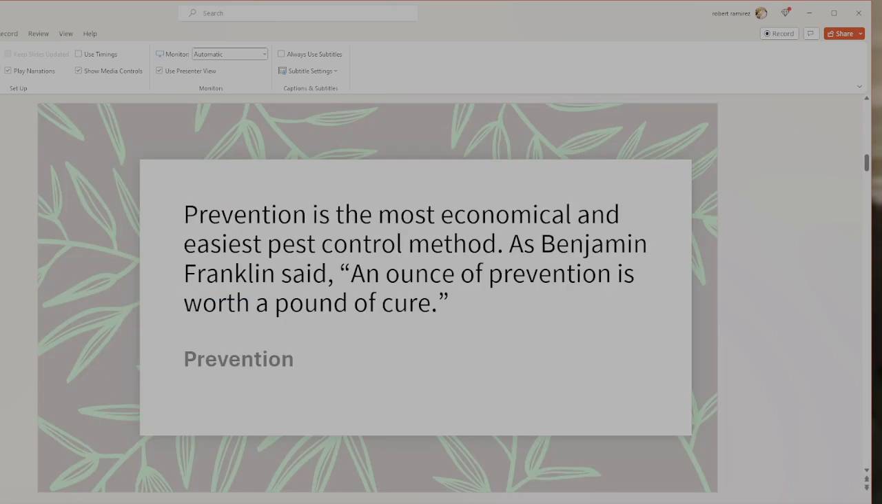Now, like I said, at the bottom was prevention. Prevention is the most economical and easiest pest control method. As Benjamin Franklin said, an ounce of prevention is worth a pound of cure.